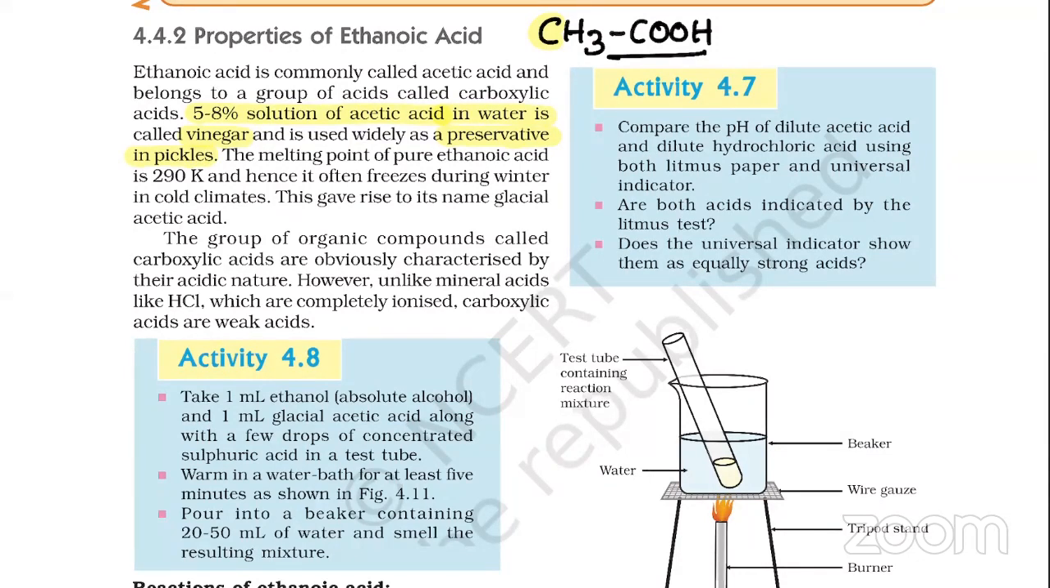The melting point of pure ethanoic acid is 290 Kelvin. So it will freeze during winter in cold climate. Because of it, it is called glacial acetic acid, because it will freeze and form ice. These groups of compounds are called carboxylic acids, and that is why these are acidic in nature.